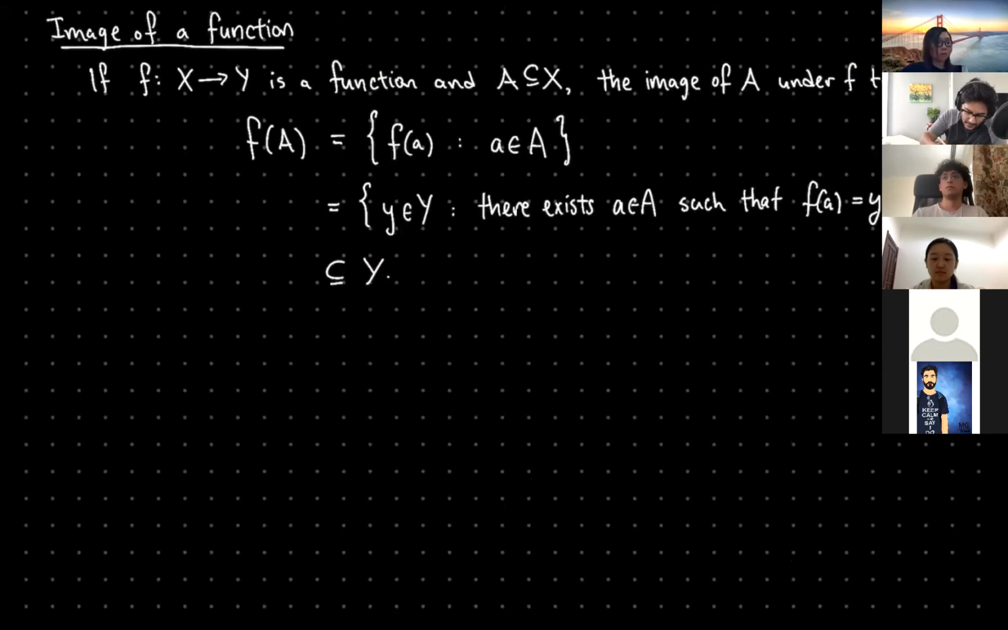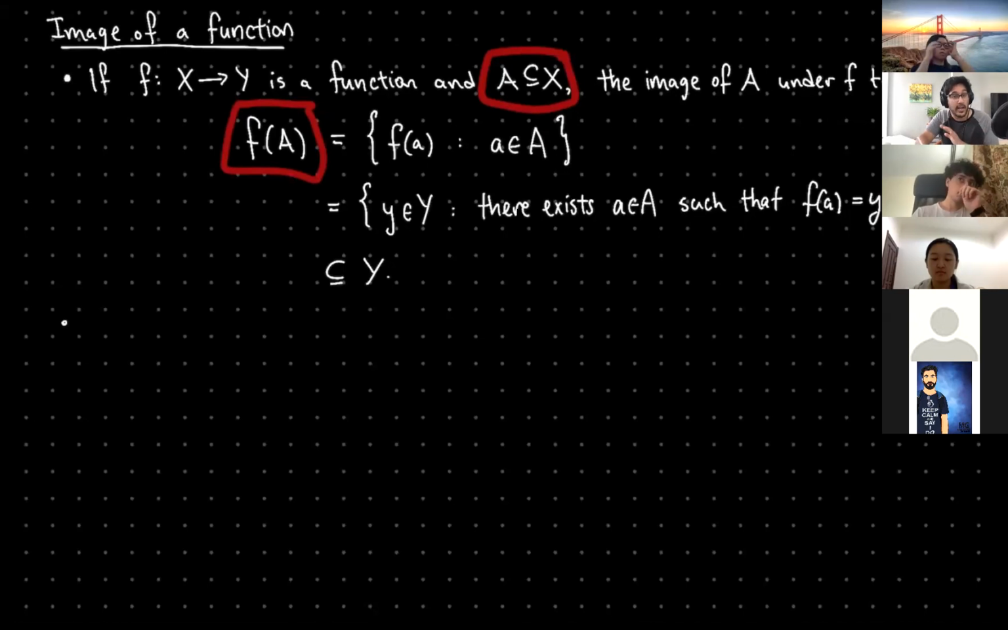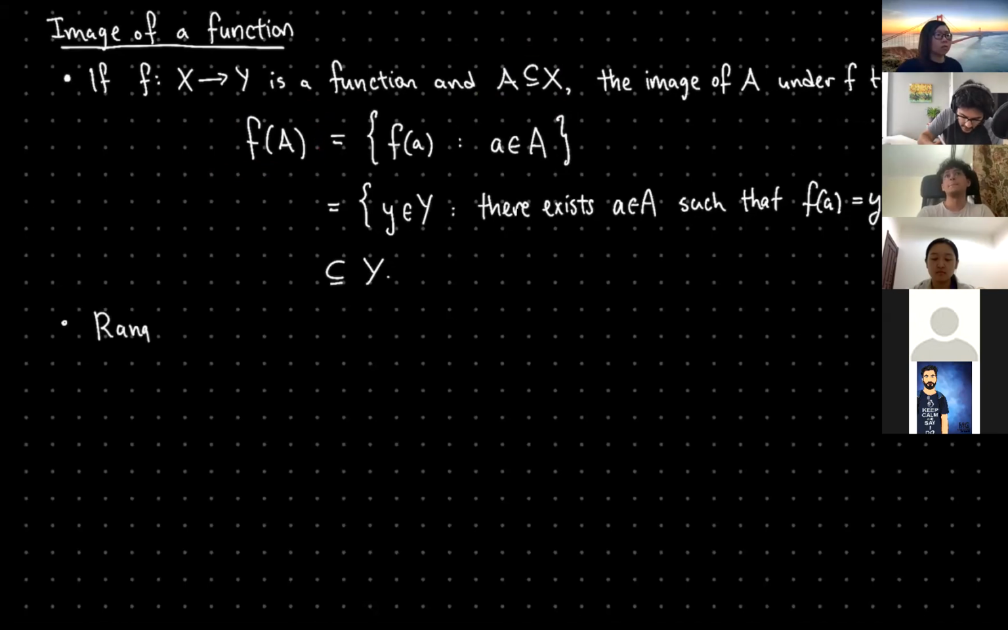Let me give you an example. Oh, actually, I'll give you another piece of terminology for the example. This is the image of some set A, just some random subset of X. But I can take the image of all of X, right? And if I do that, I get something called the range. So that's f of capital X, which is the set of all outputs f of x such that x is an element of capital X.